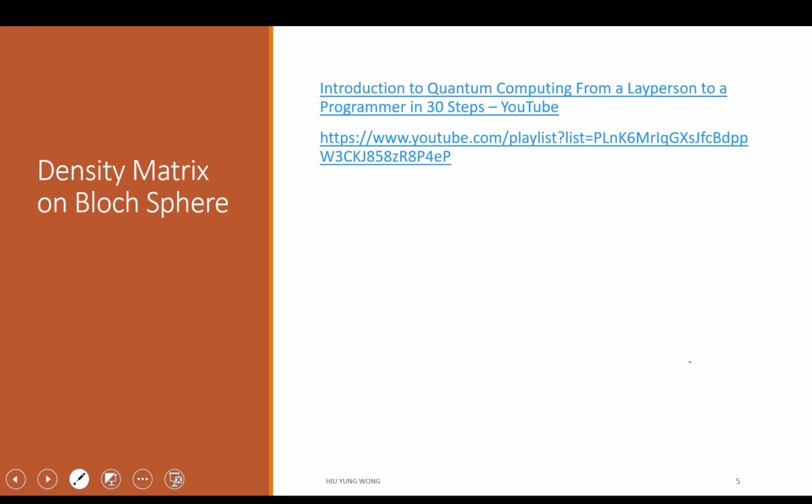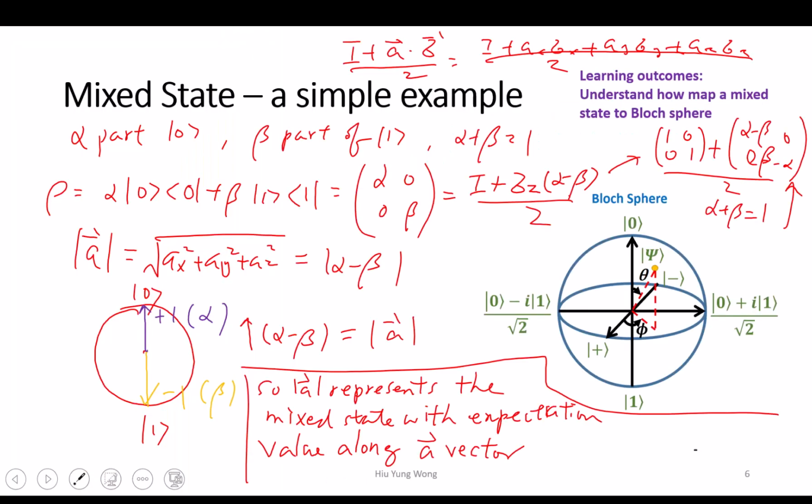Go back to the density matrix and Bloch sphere. So last time we already understood any density matrix can be represented by (I plus A dot sigma) divided by 2. And last time I showed you that if A has the magnitude of 1, this density matrix corresponds to one pure state, right? Any pure state is on the surface of the Bloch sphere, so this density matrix will correspond to a point on the surface of the Bloch sphere.